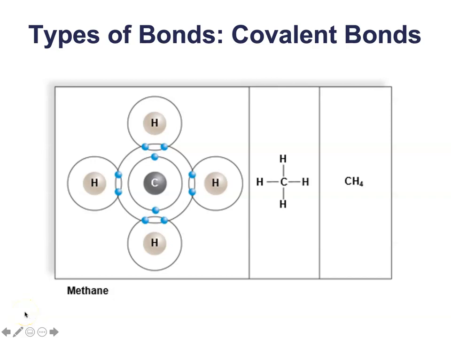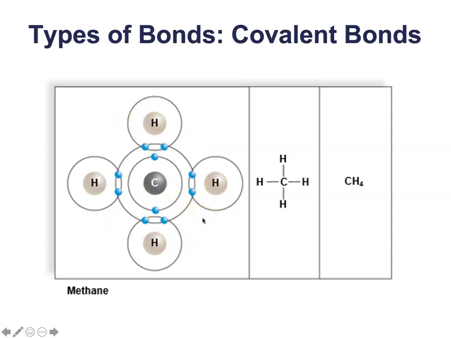The next type of bond that we're going to look at is going to be a covalent bond. Covalent bonds result when two atoms share electrons, so that way each atom has an octet of electrons in the outermost shell. And we're going to take just a quick look at methane. Methane is going to be this molecule right here. It's made up of 1 carbon and 4 hydrogen atoms.